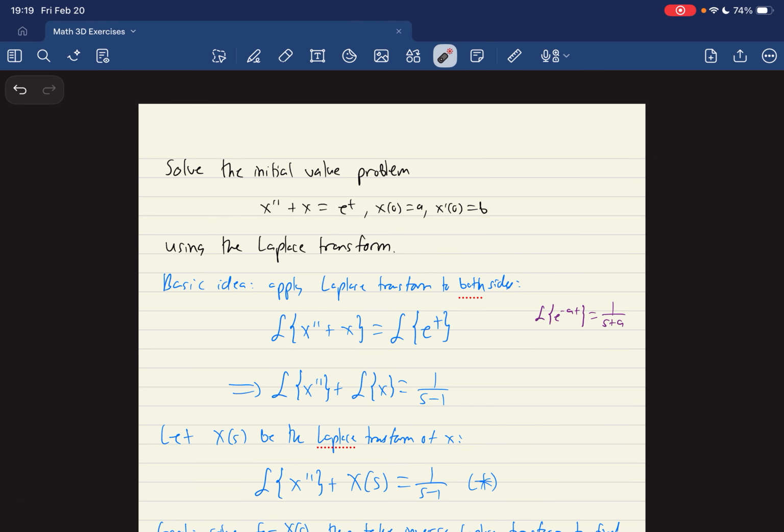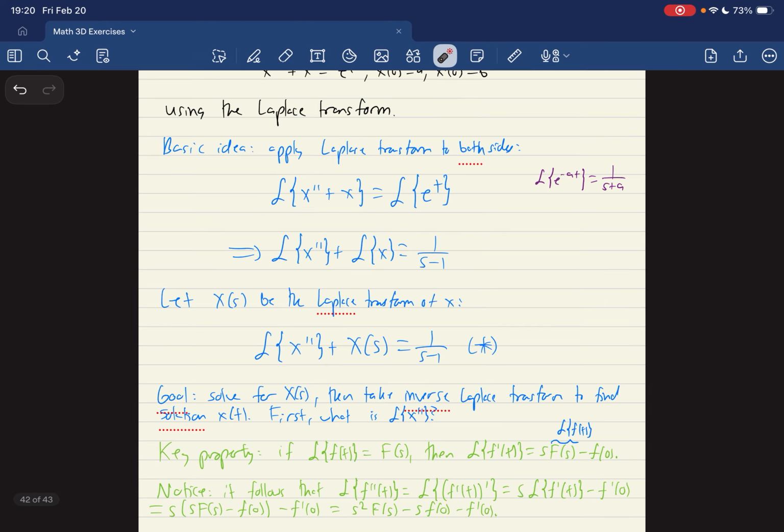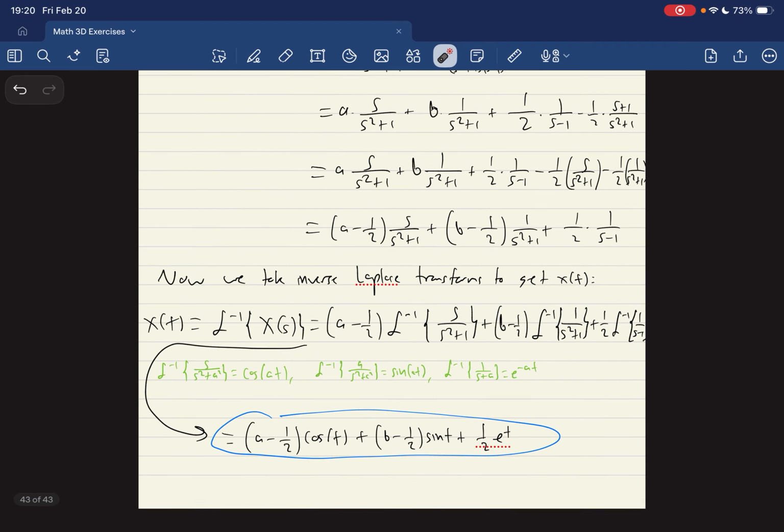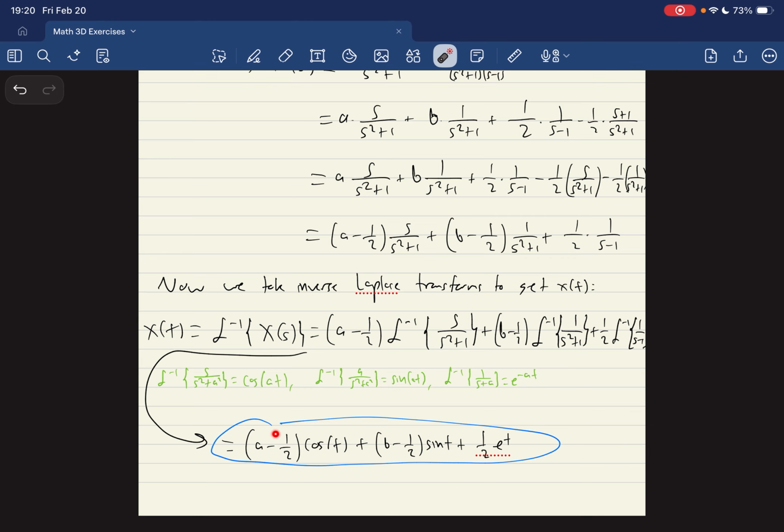Notice how easy this was to solve compared to the usual thing where we would have to do undetermined coefficients, and then we would have to solve for the constants individually by solving the resulting linear system. We were able to sidestep all that using the Laplace transform to immediately get the solution here.